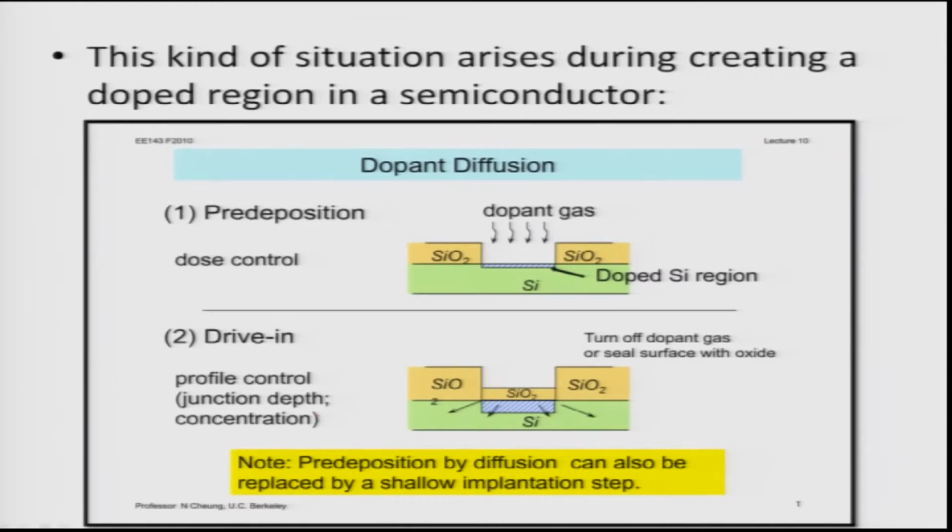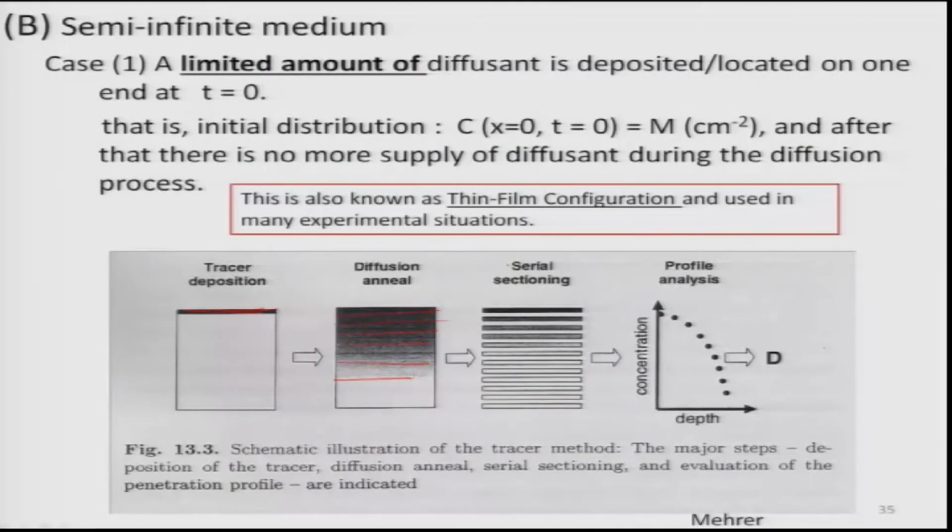Okay. So, pre-deposition by diffusion can also be replaced by shallow implantation. That means you can implant boron or phosphorus. Normally boron can be implanted very easily. So, you can implant to a certain depth and then stop it. Then you can allow the dopant to diffuse, or you can do the diffusion annealing. That kind of situation arises in real life, and this is nothing but a semi-infinite medium. Semi-infinite media do exist in actual practice, and that is why we can solve the equation and get the values.